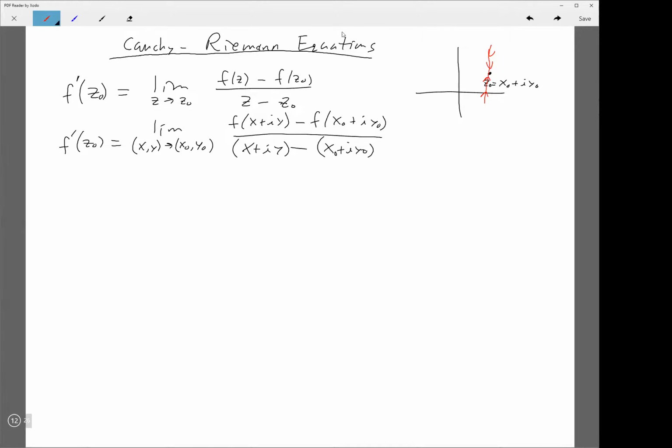Okay, this is another important concept of complex numbers: if you have a complex function in z, then you can also write that in this way, as a real part plus an imaginary part.